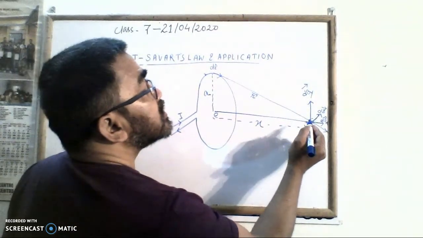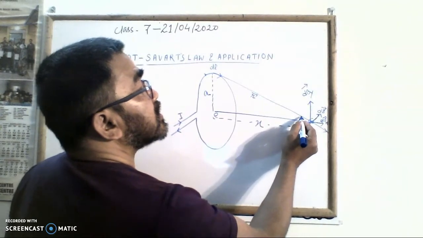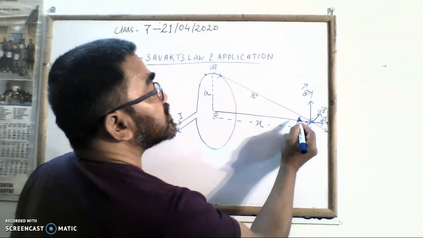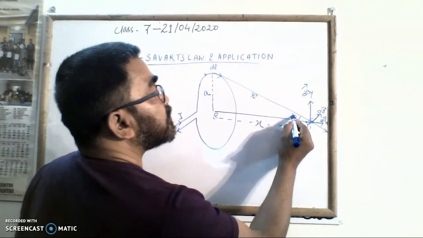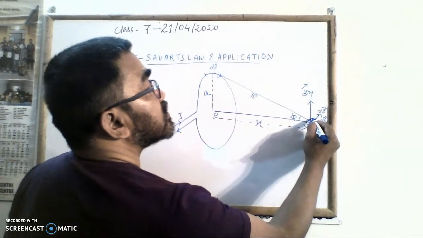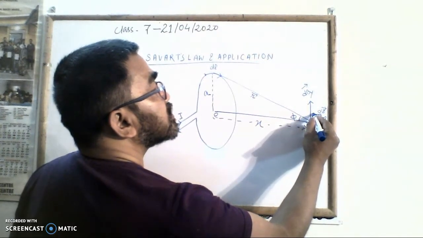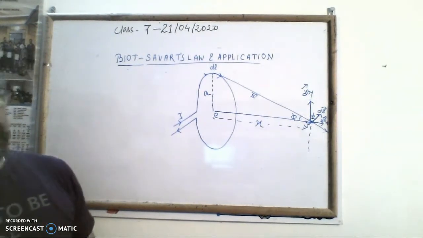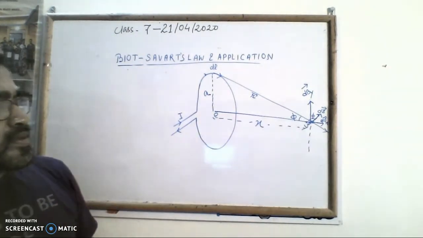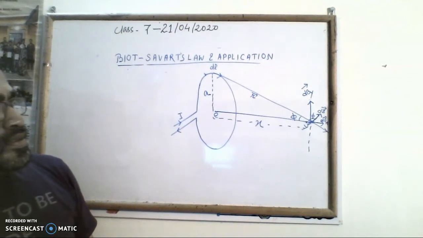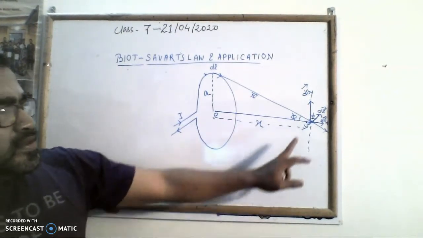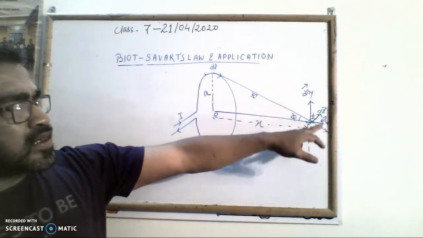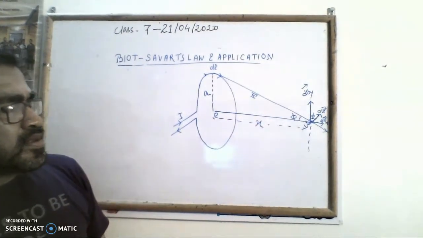The angle here, suppose this angle is recognized as phi. So this angle will also be phi. From the geometry, it is easy to recognize that this angle will be phi. Now, dBx and dBy are the two components of the dB vector.